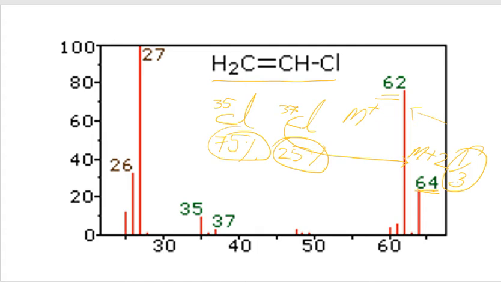Here also you can calculate the fragment which is being lost. From 62 to 27, or from 64 to 27, you can see the difference, that the main fragmentation will be the cleavage of the C-Cl bond.